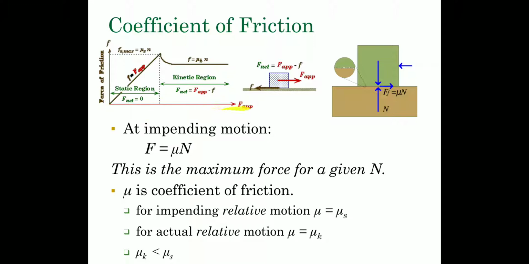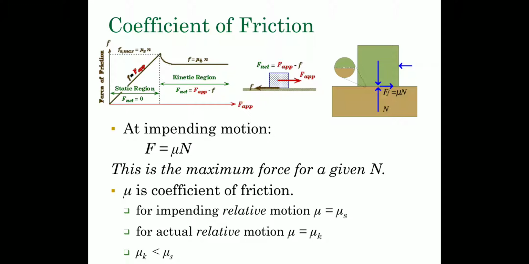So here F is the applied force. Then here is the frictional force. When the applied force is 0, the frictional force will be 0. Applied force means, here a block is resting on a horizontal surface, and I am applying a horizontal force. So when I am applying a horizontal force, one frictional force will be acting.